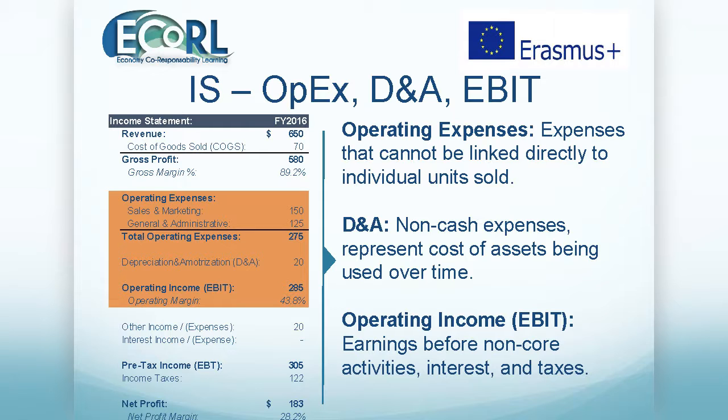This operating income is calculated by subtracting the operating expenses and depreciation and amortization or other non-cash expenses from gross profit, and you come up with earnings before you've taken into consideration interest payments or taxes or other non-core activities. Let's move on to the next slide.